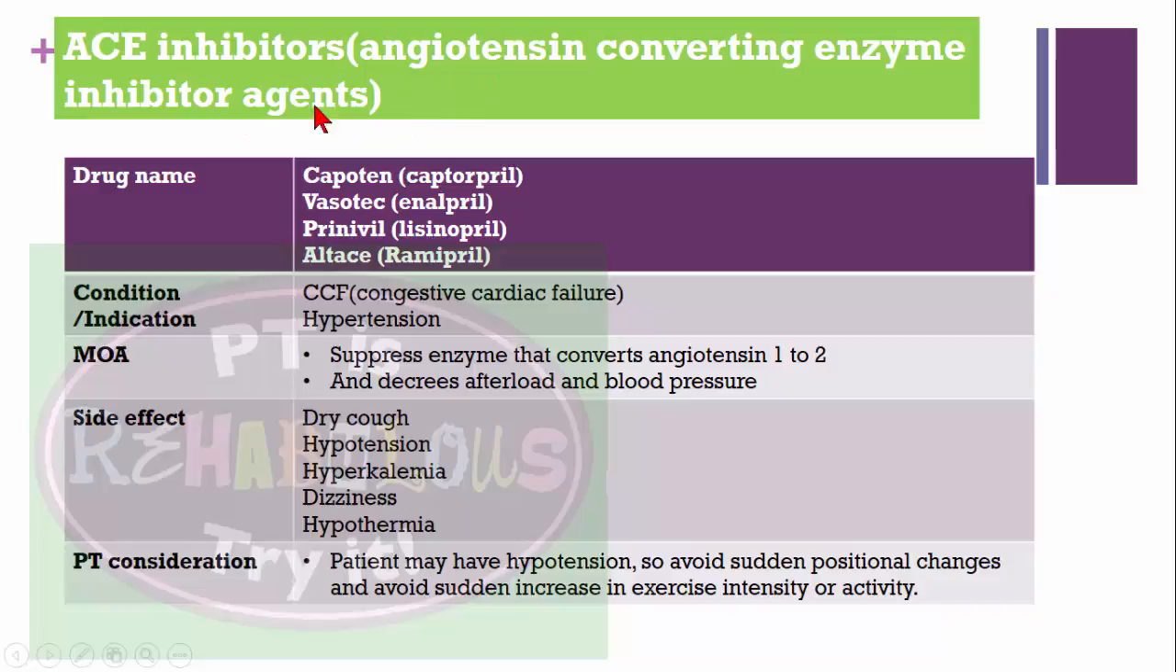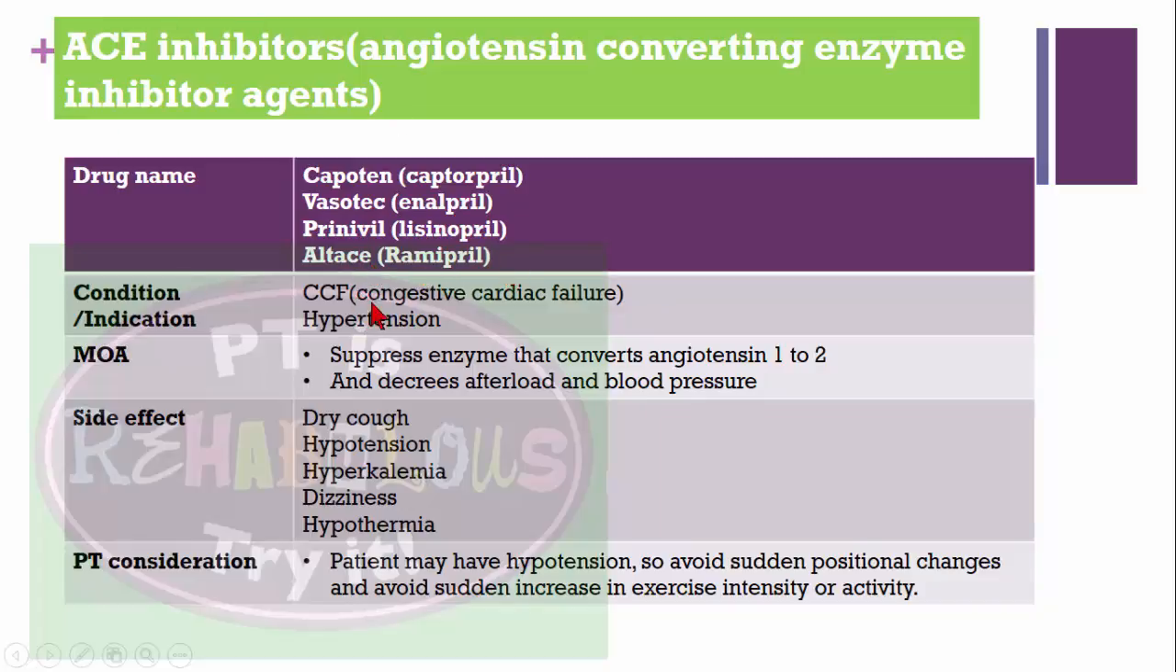Now we are going to learn ACE inhibitors, or angiotensin converting enzyme inhibitor agents. If we directly inhibit the angiotensin converting enzyme, it won't convert angiotensin I to angiotensin II, so there won't be any cardiovascular side effects of angiotensin II. Let's see the drug names. Just remember pril is the suffix used for ACE inhibitors: captopril, enalapril (Vasotec), lisinopril (Prinivil), ramipril (Altace).